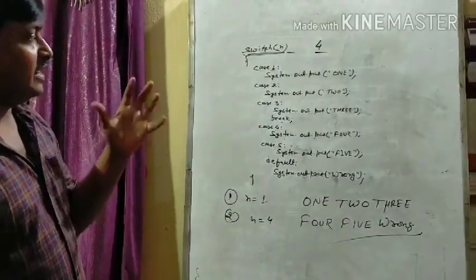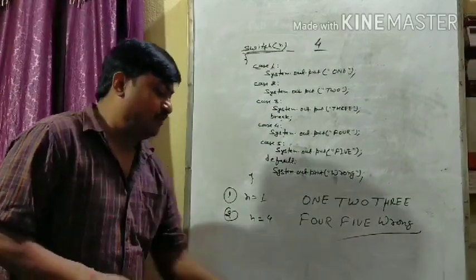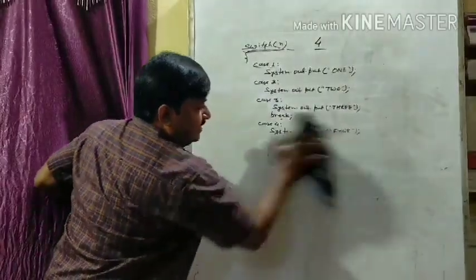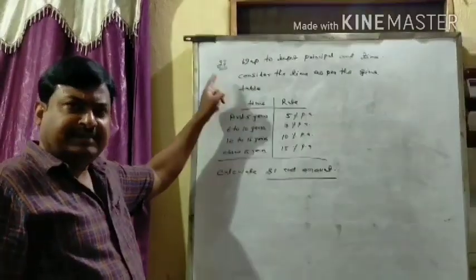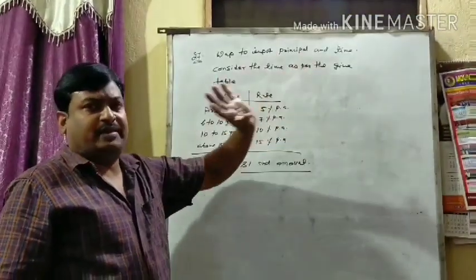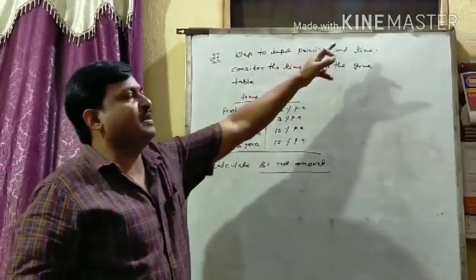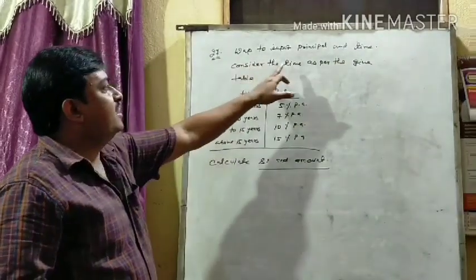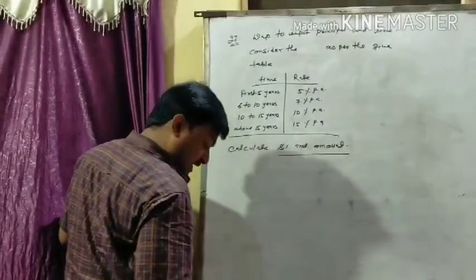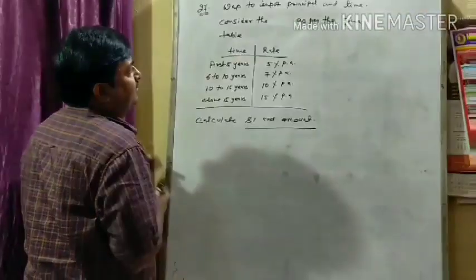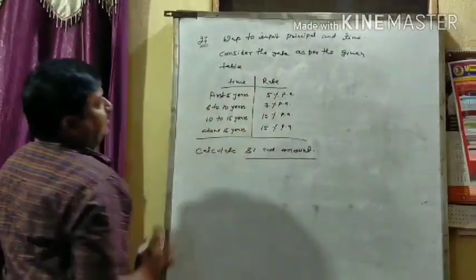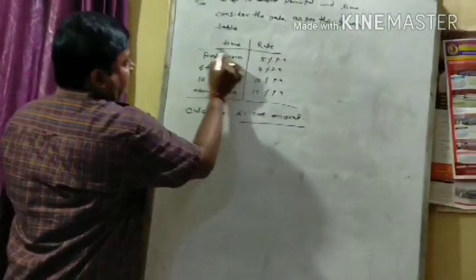Okay, so student, I am now explaining one question, one program using the fall through property. This is question number 27. Write a program to input principal and time. We have to input only two things, that is principal and time. Consider the rate as per the given table, and the table is here.